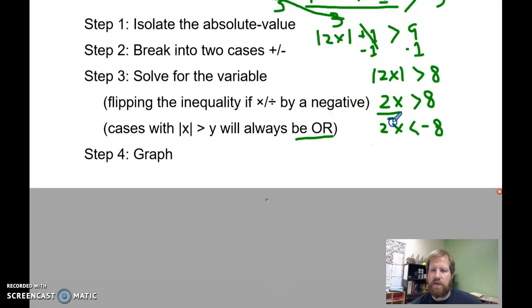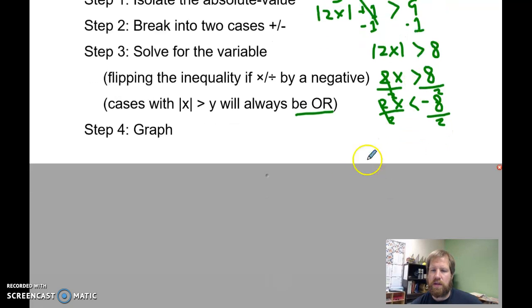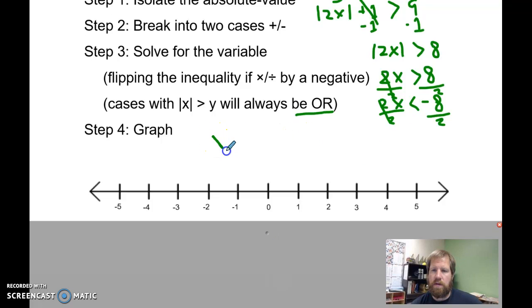So for both of these, I'm dividing by 2. Those cancel, and I have x. x is greater than 8 over 2, or 4, and x is less than negative 8 over 2, or negative 4.